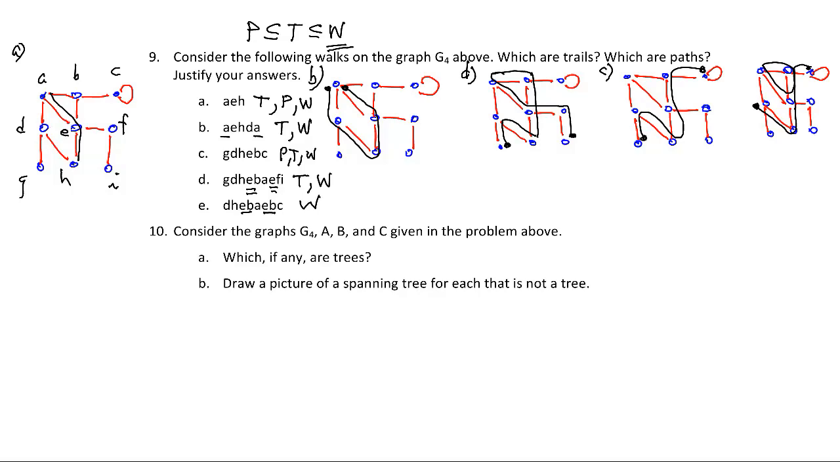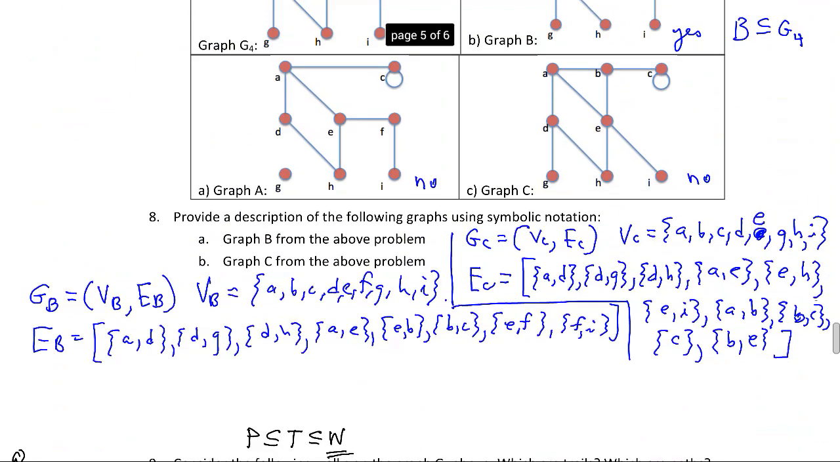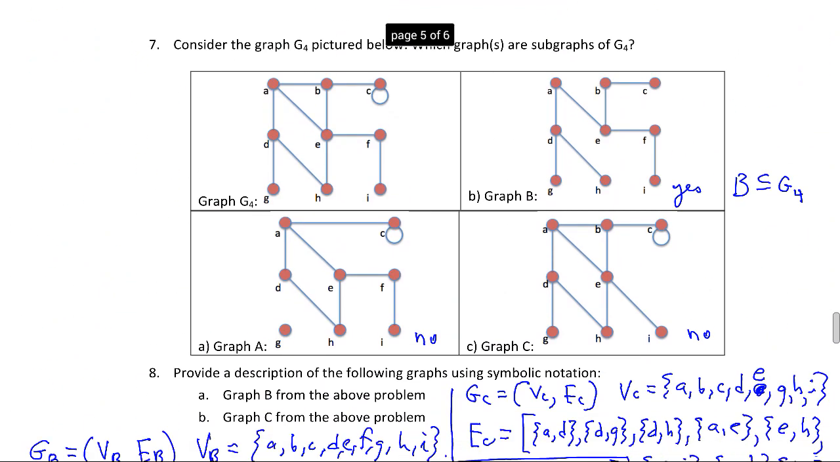Okay, here's another video building on the last one. Consider the graphs G4, A, B, and C above in the problem above. Which, if any, are trees, and draw a picture of the spanning tree for each that is not a tree. Okay, I'm going to go up here, and I'm looking at these four graphs, and I'm going to draw on top of them a spanning tree if it's not a tree.